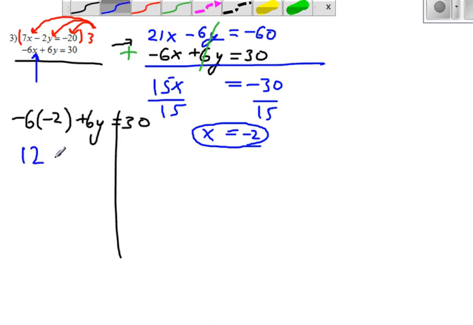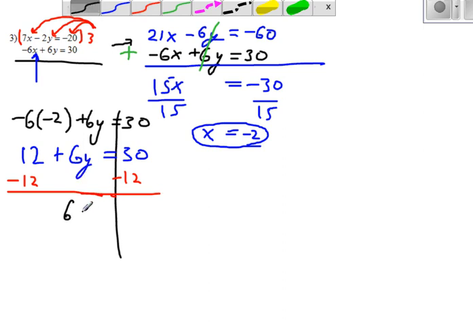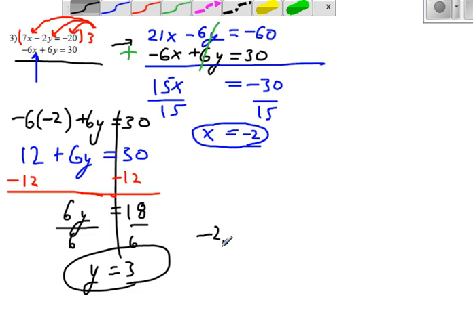Negative 6 times negative 2 is positive 12, plus 6y is equal to 30. Minus 12 to both sides, divided by 6, and we are done. Minus 12. We get 6y is equal to 18. Divide by 6. Y is equal to 3. Negative 2, comma 3. There's systems with elimination.